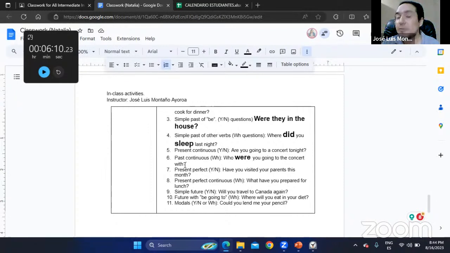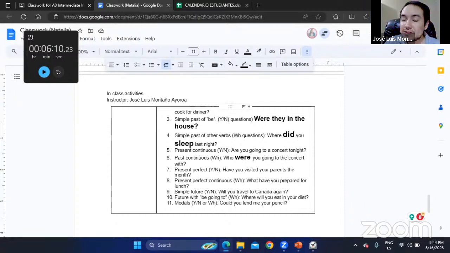Or also you can use another past continuous, right? You can say, who were you going to the concert with while I was calling you? So you can also use those two, okay? Because the two actions were happening at the same time. All right, good. So that's number 6. Here, number 7 is great.